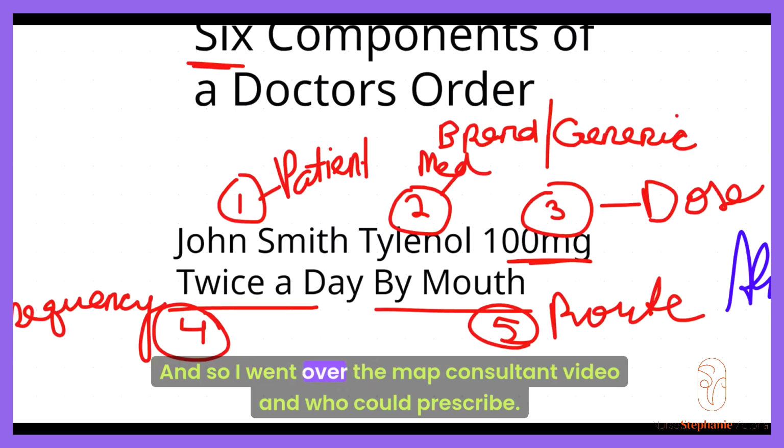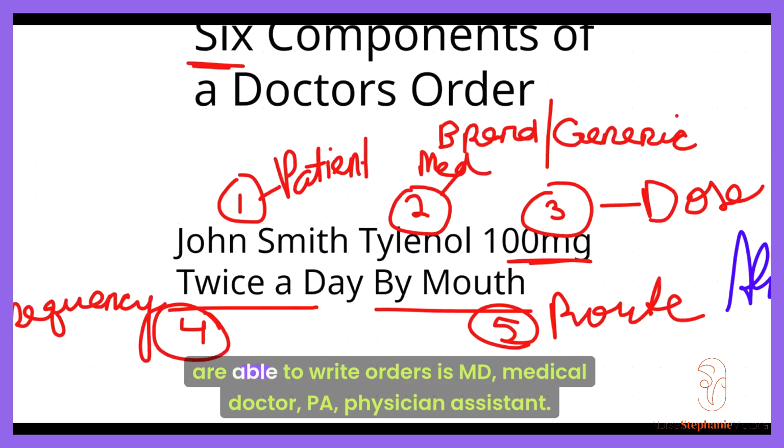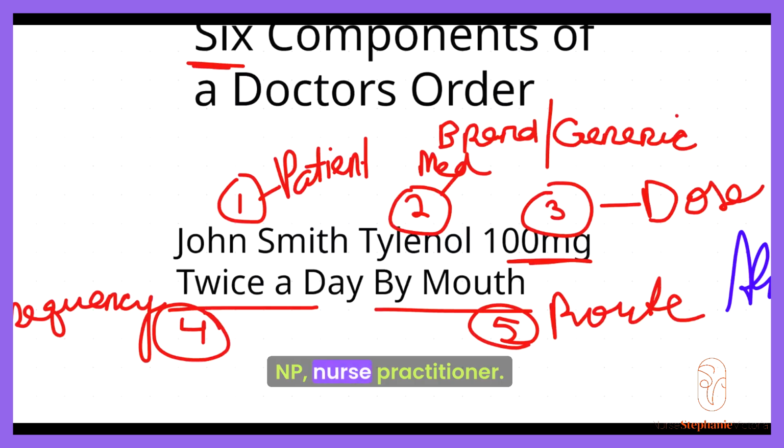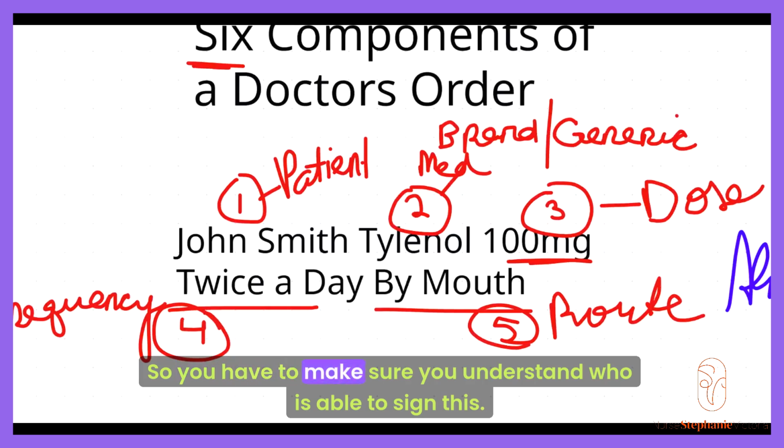And so I went over the MAP consultant video on who could prescribe. Here in the state of Massachusetts, prescribers, which means doctors or people who are able to write orders, are MD, medical doctor, PA, physician assistant, NP, nurse practitioner. You also have DMD, all right, so dentist. So you have to make sure you understand who is able to sign this.